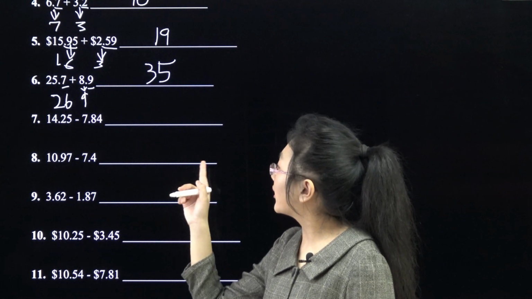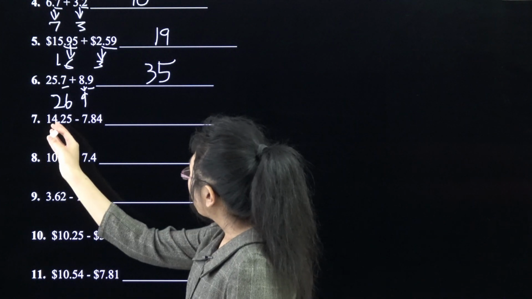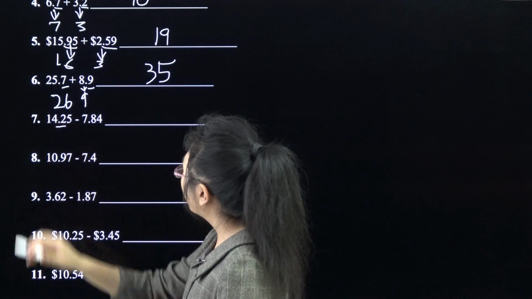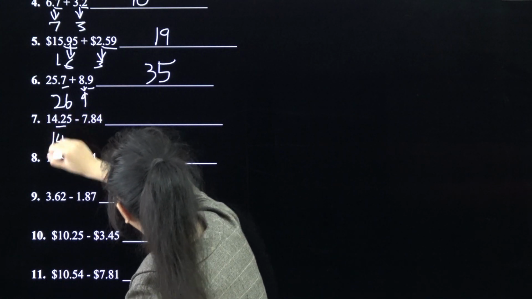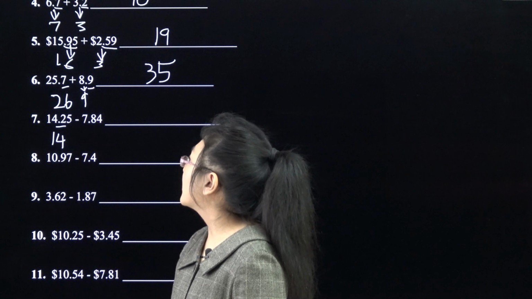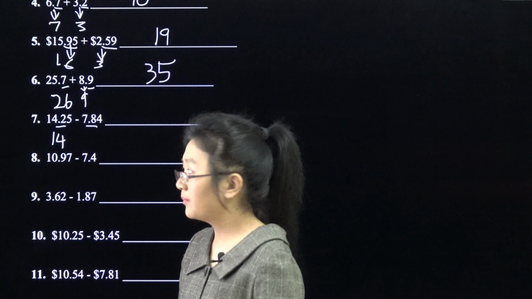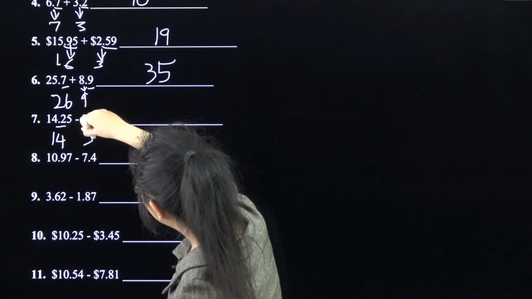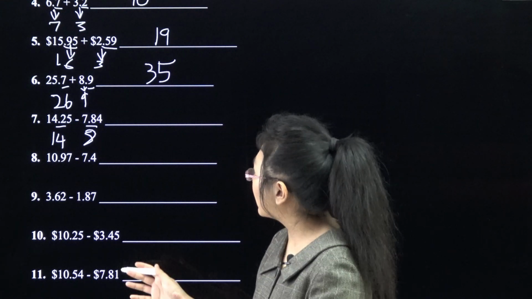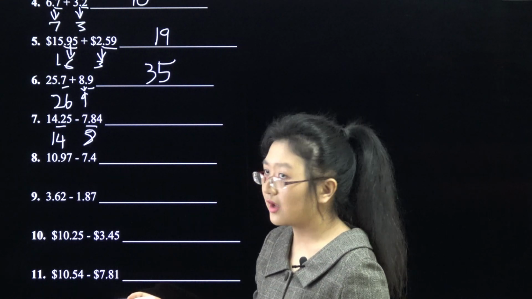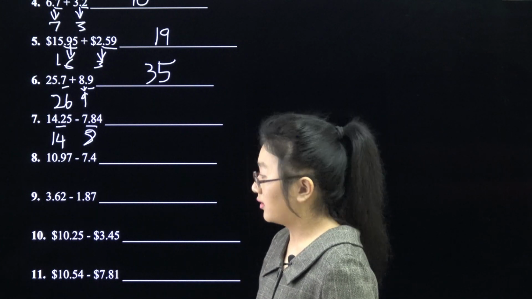14.25 minus 7.84 is our next problem. Since we're rounding to the nearest whole number, 2 in the tenths place means that we will be rounding down, and this will be 14. 7.84, 8 in the tenths place means we'll be rounding up, and that would be 8. Which means that over here it's 14 minus 8, which we know is 6.